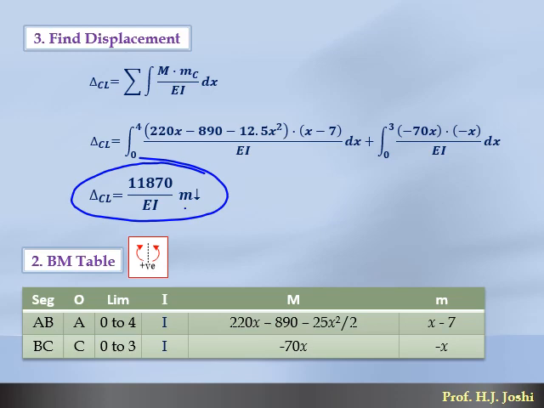The unit here is meter because it is a displacement. If it is a rotation, then I have the unit of radians. That is the first point to discuss. Now the second point to discuss is that I have shown displacement as downward.